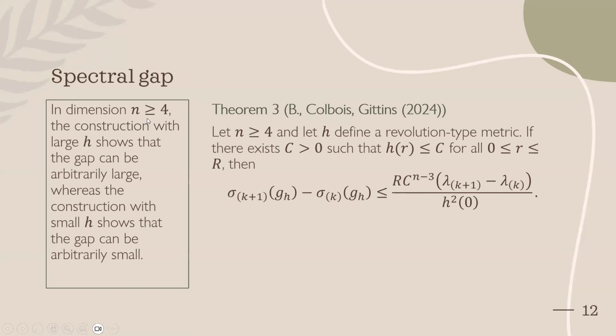But I forgot to say that this is only when the dimension is greater than 4. So if the ball is of dimension 3, with our construction with either h large and h small, we do not have that the spectral gap is arbitrarily large, which means that the spectral gap is always bounded above, even if h is not bounded by a constant.